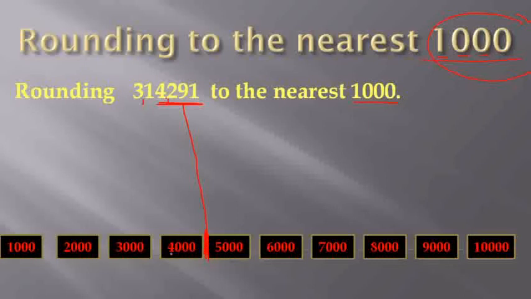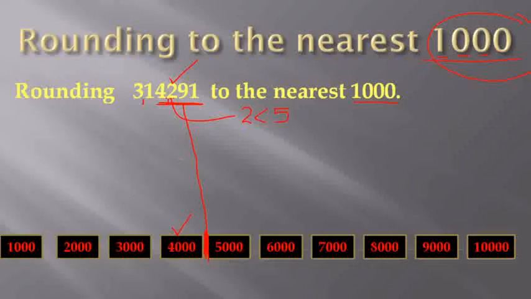Now whether to round down this number or to round up this number, we will check the digit at 100 place. So the 100 place digit is 2, and you know that this 2 is smaller than 5. So we will round down this number.